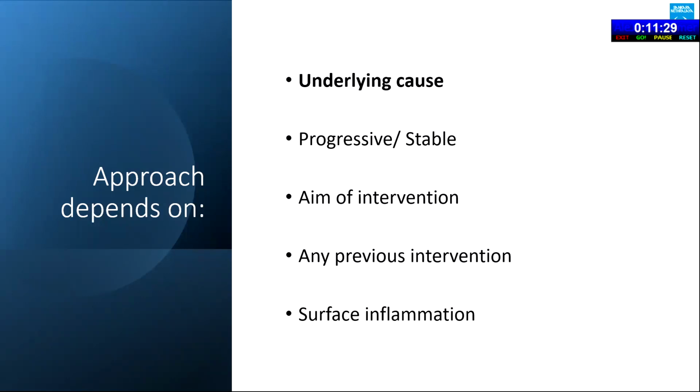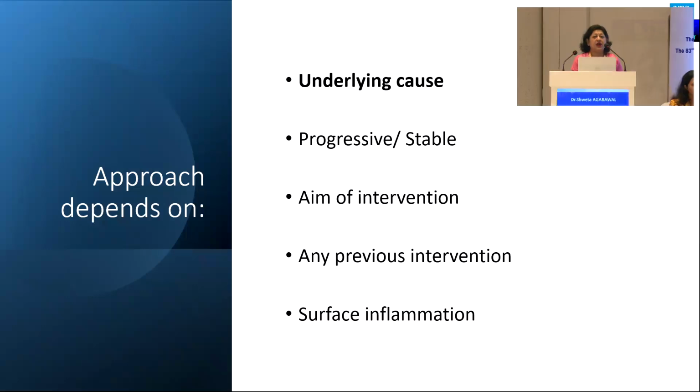Whether the Fornix is progressive or stable, what is the aim of our intervention? Whether we are looking at visual rehabilitation or are we looking only at a cosmetic outcome? Was there any previous intervention done? And what about the surface inflammation? How inflamed or quiet is the surface?